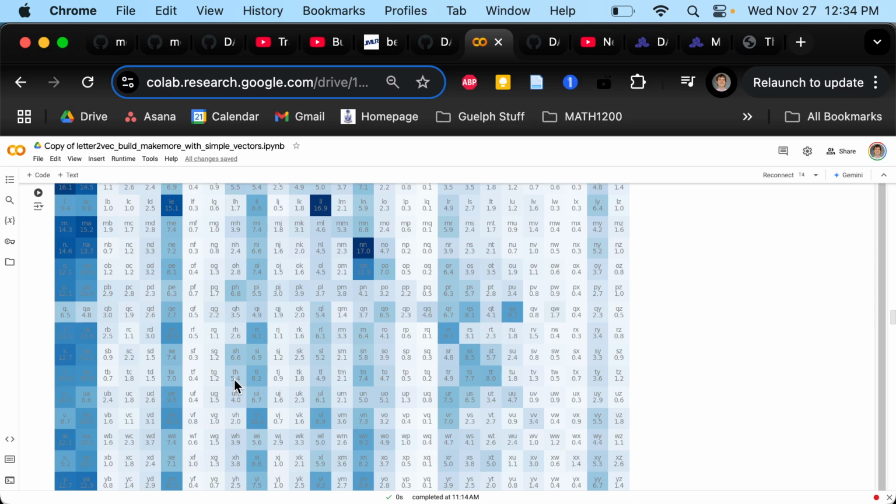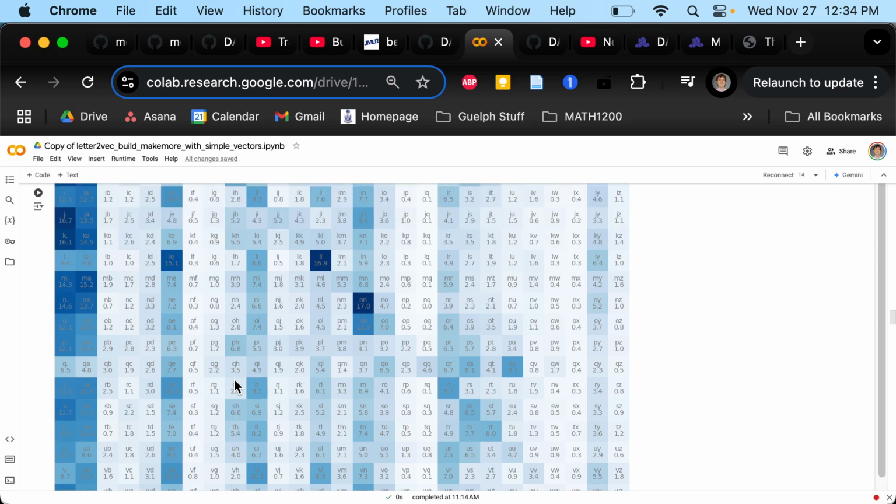Very good. What is the most likely letter after an N? Apparently, another N. After an N, what's going to come after the N? Another N. After an L, another L. So the dark values are the most likely things. Every single row adds up to 100%. And that's how it's working.